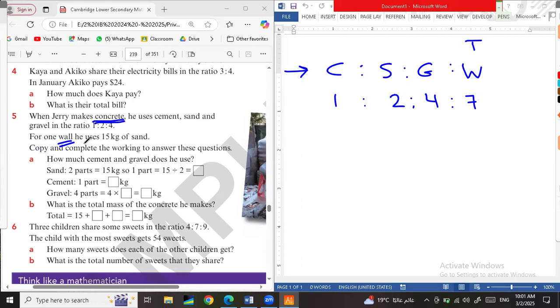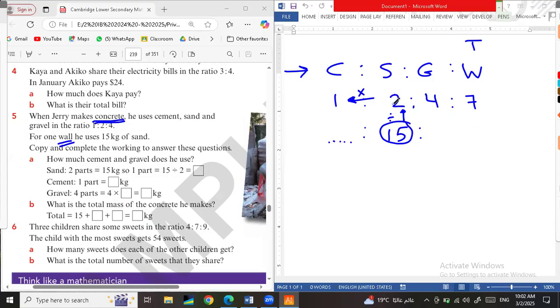So if he uses 15 kilograms of sand for one wall, where am I supposed to put the 15 kilograms? Here, because he said this is sand. Let's start now. We're going to find the cement, the gravel, and also the concrete or the wall at the end. Let's start. 15. In order to find the cement, what are we going to do? The same thing that we've done in the first question. I take it up, division. Then I move left, or whatever direction I want. It might have been right, it doesn't matter.